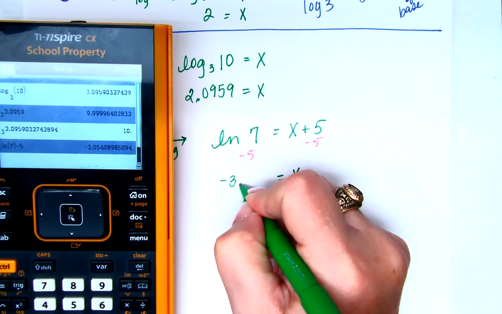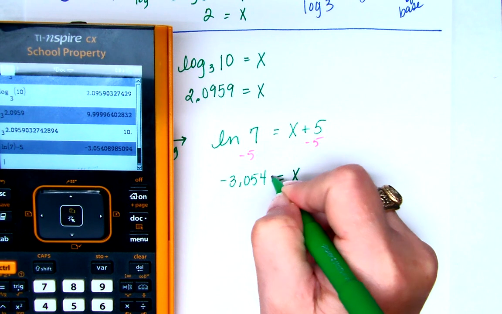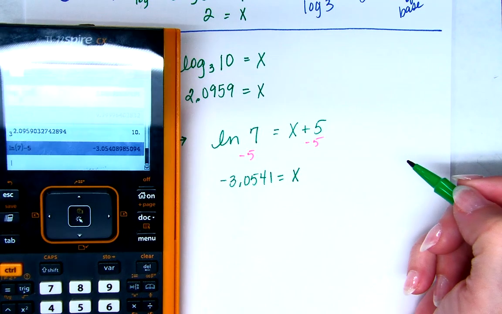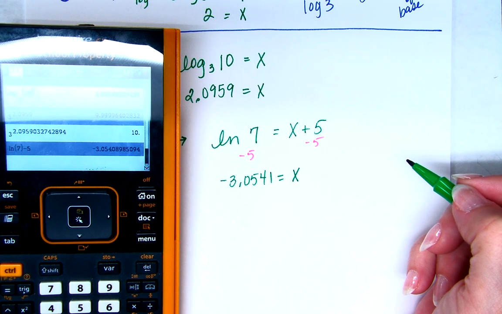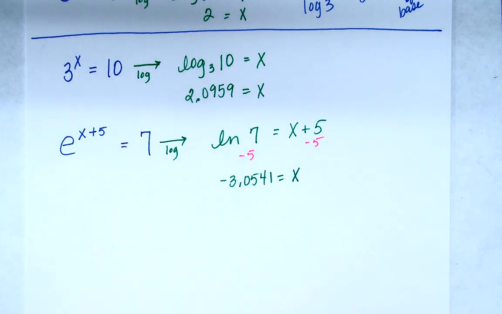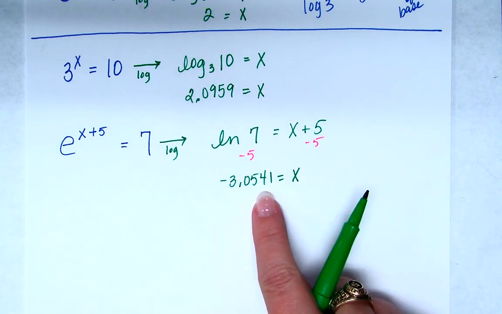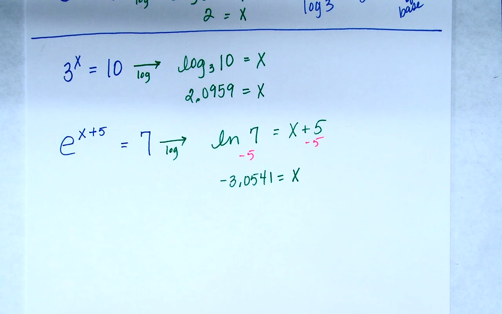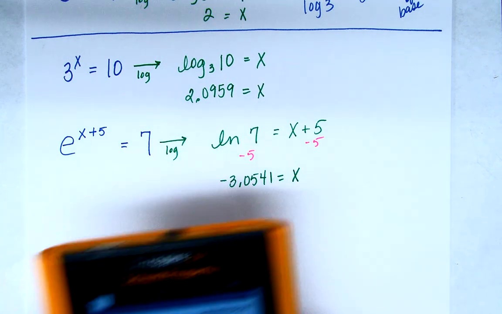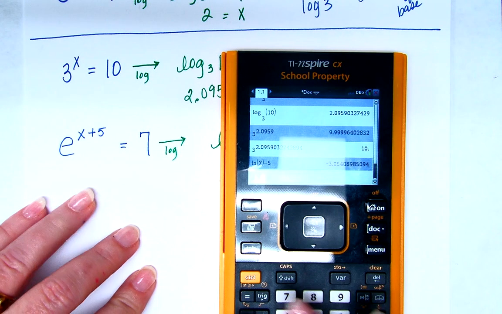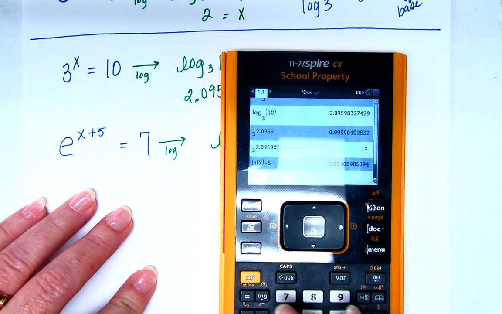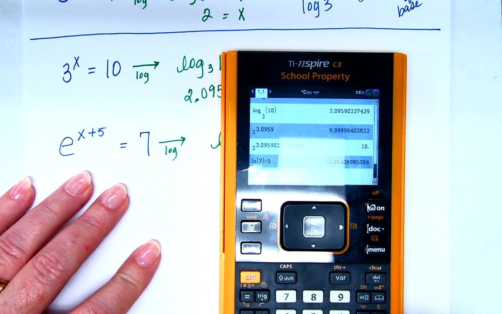Negative 3.0541. What should we do to make sure that's okay? Check it. Okay, so E. No, I said E. Well, I didn't say E. I said that on accident.